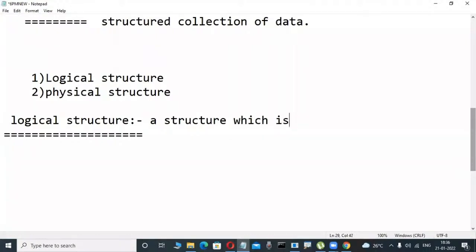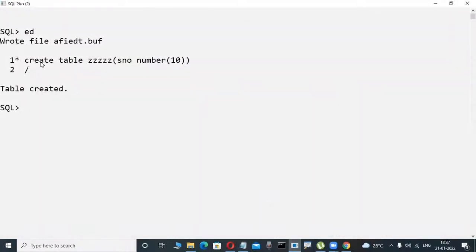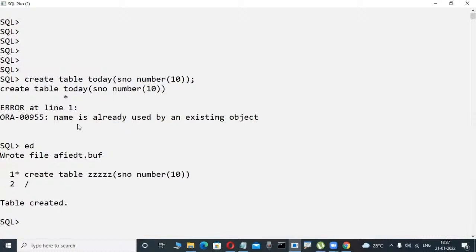A structure which is not visible in the operating system, in OS, is called a logical structure of the database. That's why when you are creating a table also, we are unable to view it in the C drive, D drive like that. But where is it visible? Yes, in a database. This is a database only, don't worry.